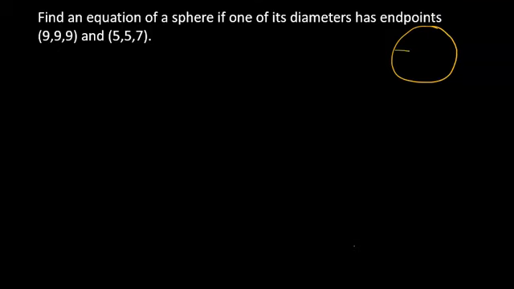Diameter goes all the way across, right, from endpoint to endpoint. So it's going to be 9, 9, 9. This little dot right here is 9, 9, 9. This one's 5, 5, 7. For the equation of a sphere, it provides the point, it provides the center, and it provides the radius. Right? All they gave me is endpoints. So that's all they gave me. I need to find the center, I need to find the radius.